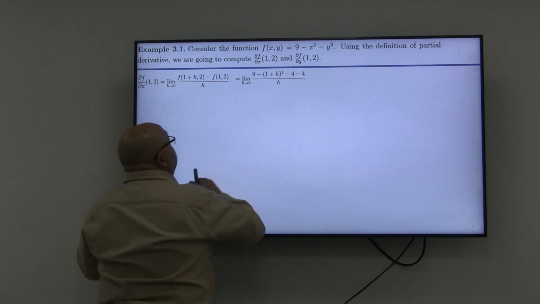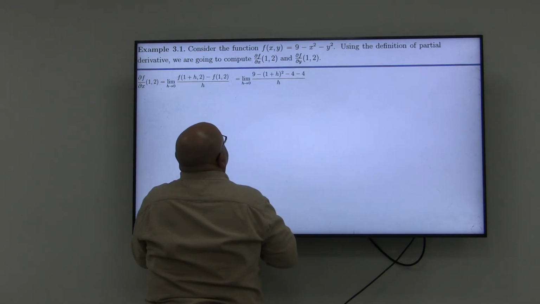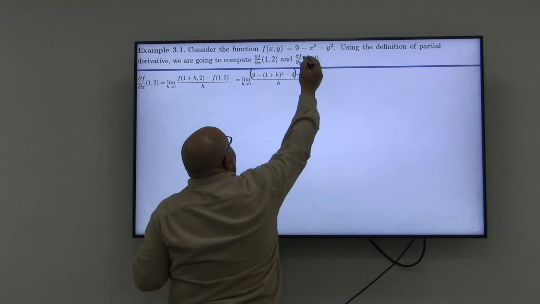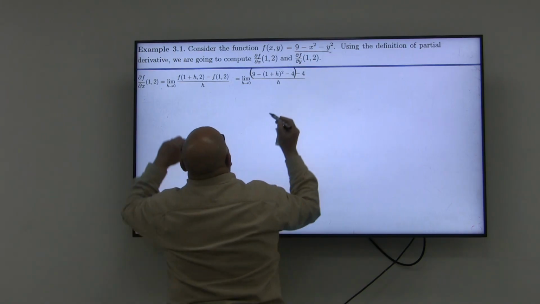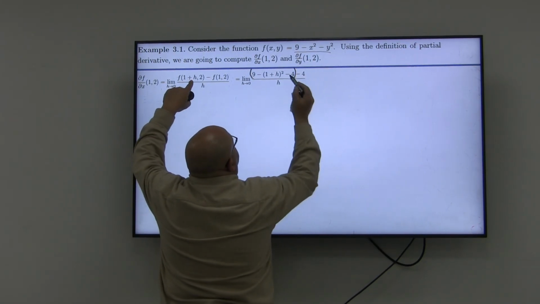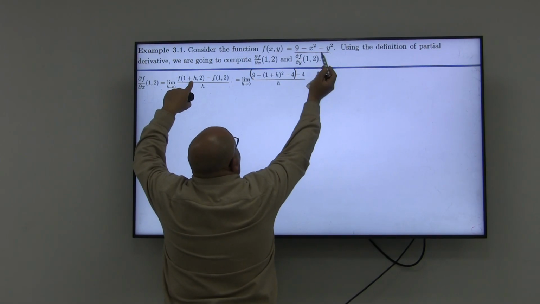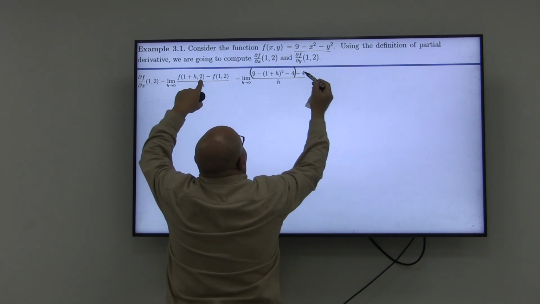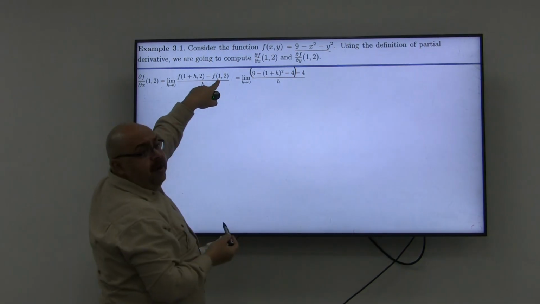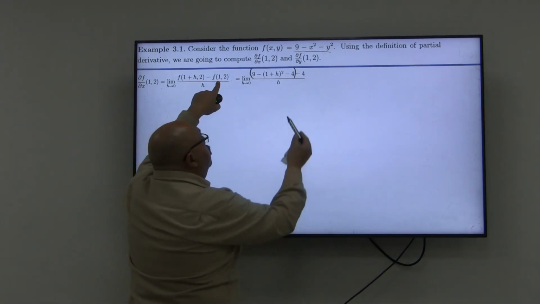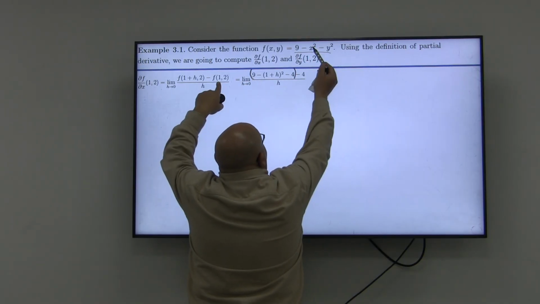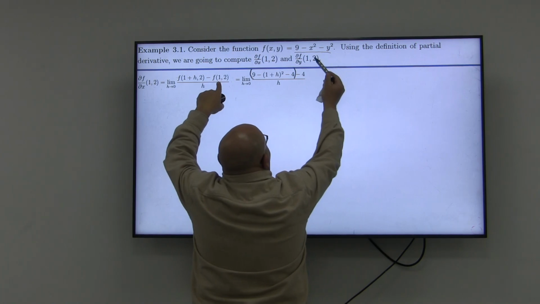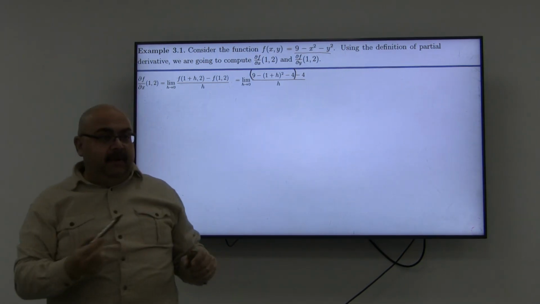So once more, this part is the value of this function at 1 plus h, which is going to be 1 plus h to the power of 2, and replacing y with 2, so 2 to the power of 2 equal to 4, minus. I will substitute by 1 and 2. Let's substitute together. 1 to the power of 2 is 1, 2 to the power of 2 is 4. So 9 minus 1 minus 4, it's going to be minus 4. Am I right? Yeah, 9 minus 5.